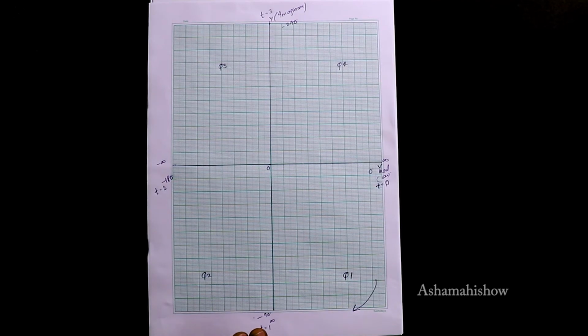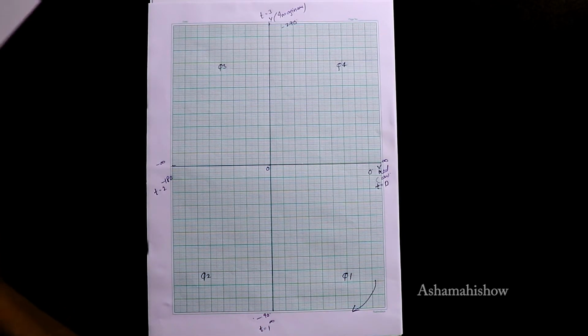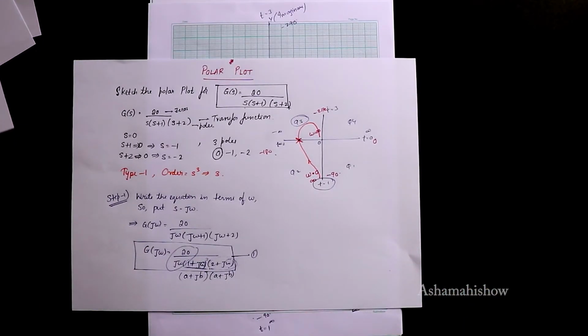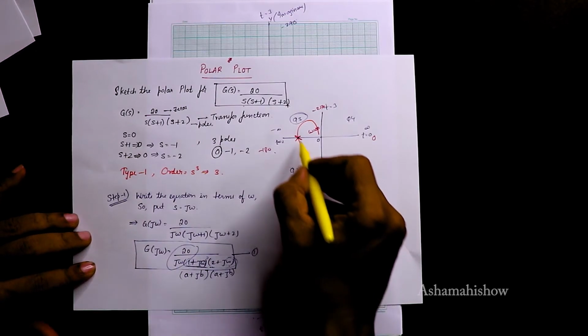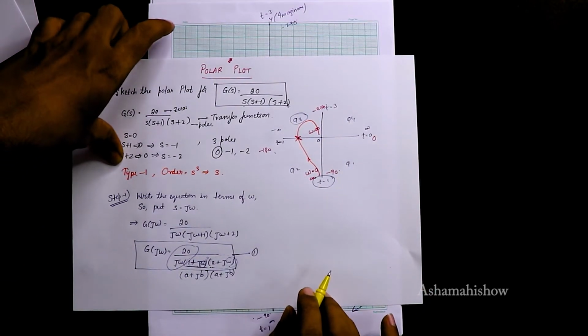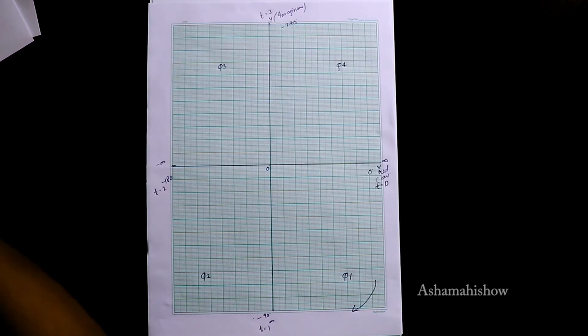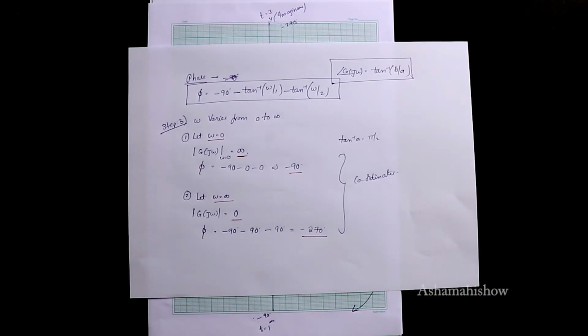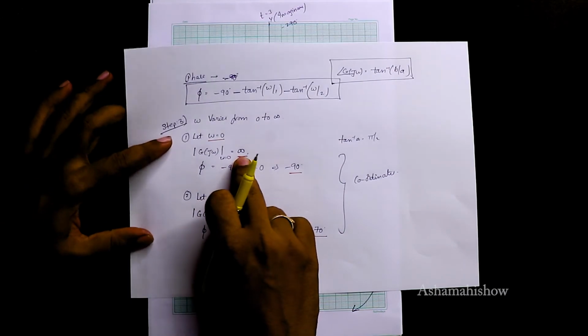Now we know that our graph will be as I said previously. As this is a type 1 order 3 system, your graph will be like this. So now let us take the real part of what we have done. We have found the coordinates, right? When we put omega equal to 0, your magnitude is at infinity.